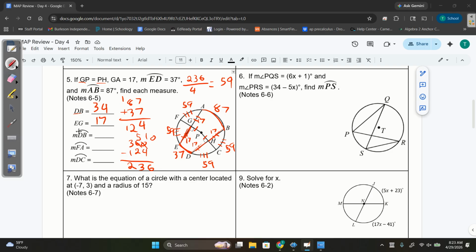The measure of arc DB goes all the way here. So I gotta add these two pieces together. 59 and 59 is 118. FA, the arc FA, is just 59. And then the measure of arc DC, D to C, is just 59 degrees.